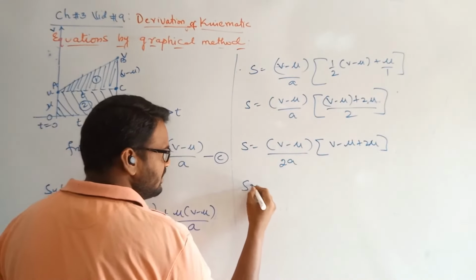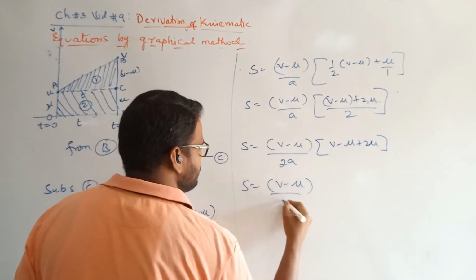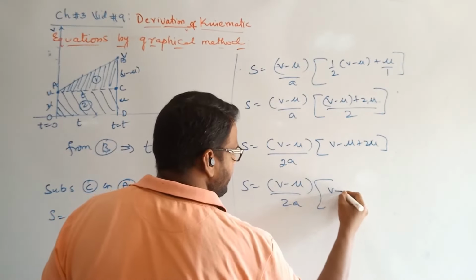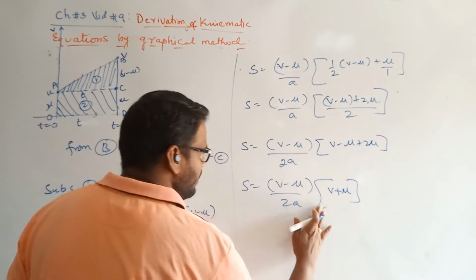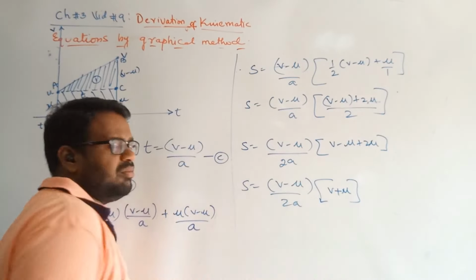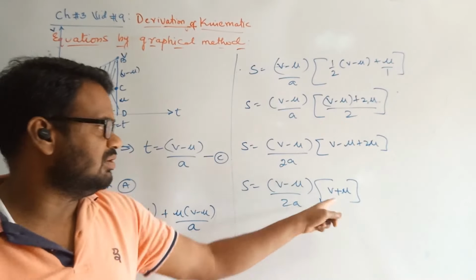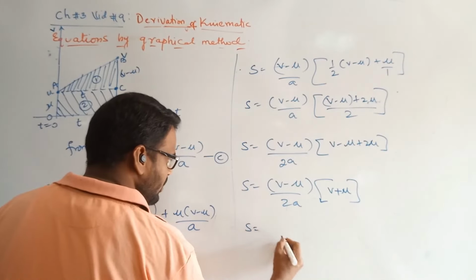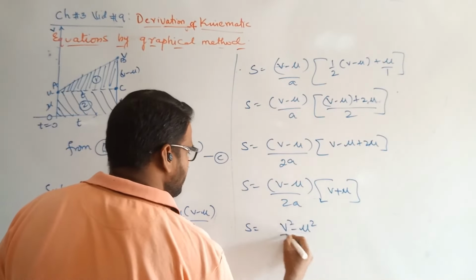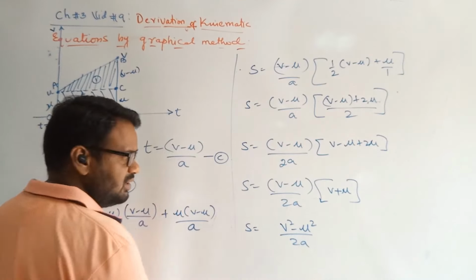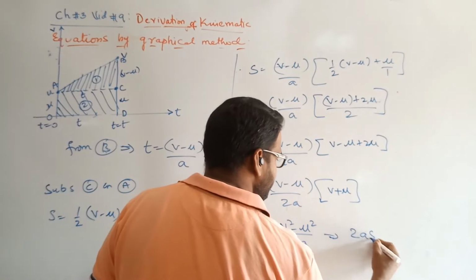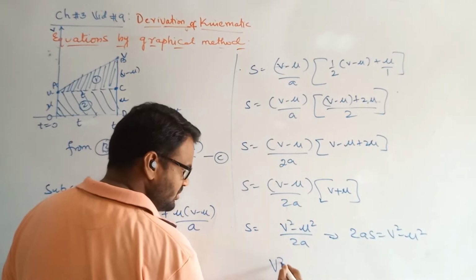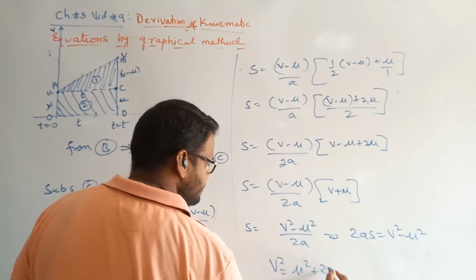You can write this as S is equal to V minus U by 2A times minus U plus 2U, which is equal to V plus U. This is clearly in the form of A plus B into A minus B. These two are V minus U into V plus U. A plus B into A minus B gives us A square minus B square. So A square minus B square by 2A. Rearranging the terms, you are going to get 2AS is equal to V square minus U square. That is, the final equation is V square is equal to U square plus 2AS.